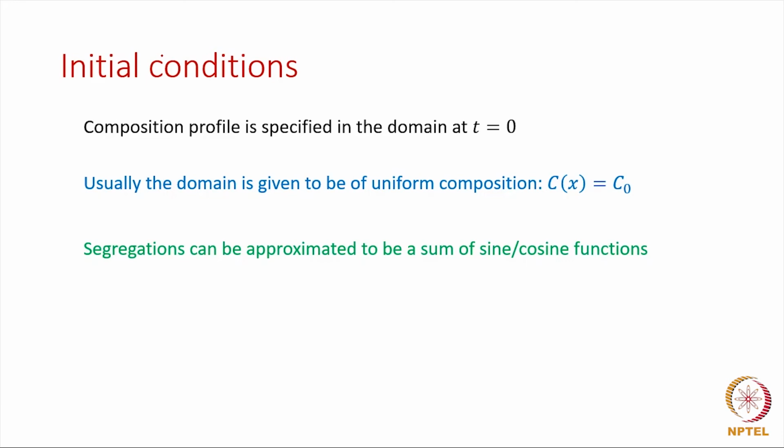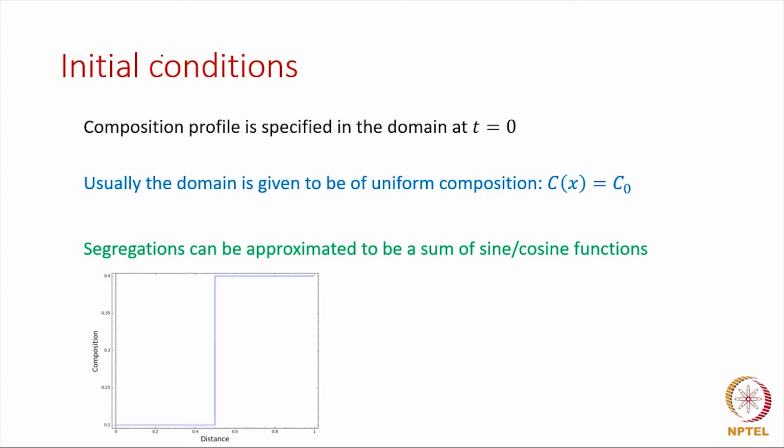And sometimes it is possible for us to express these segregations as a sum of sine and cosine functions, thanks to the Fourier series that we can apply. So the Fourier theorem can be applied, and we can convert these random segregations into a very regular sum of a finite number of sine and cosine functions, which makes it very easy for us to estimate the homogenization times, as we will illustrate later on.